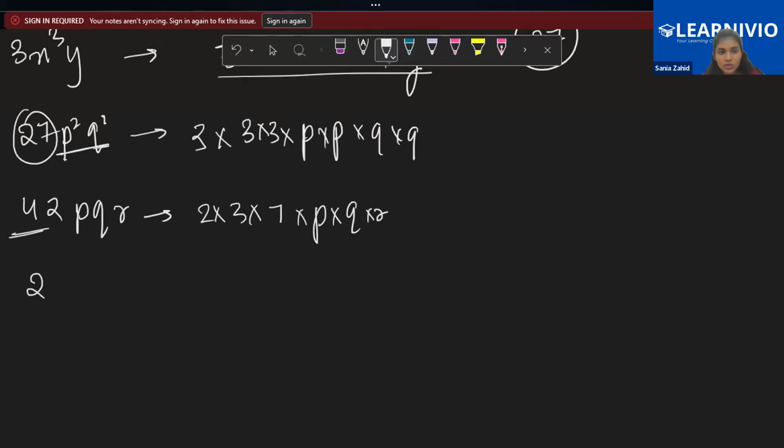Now next, 2x, 3x plus y. How will you factorize this? So children, you cannot factorize 3x plus y. Why? Because it is in addition format.